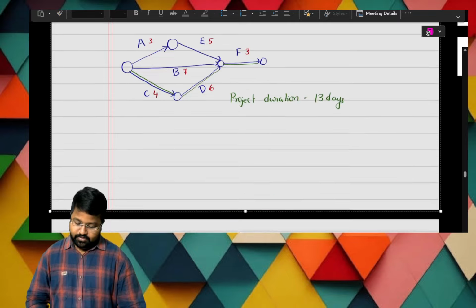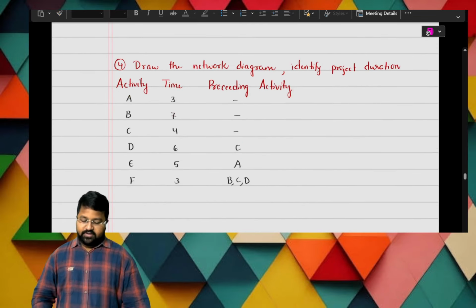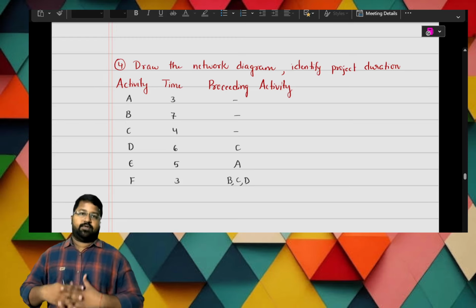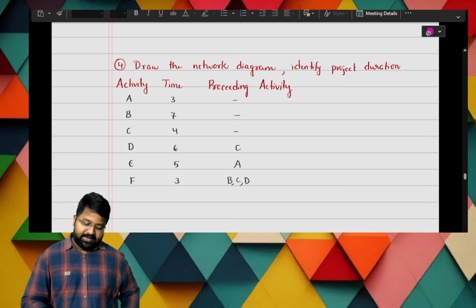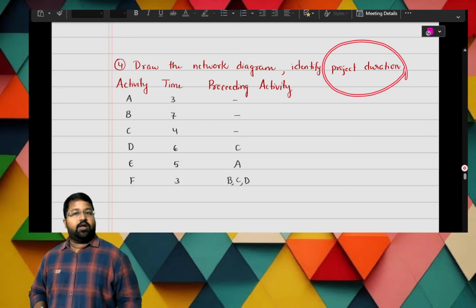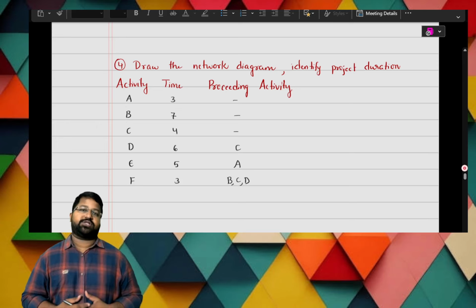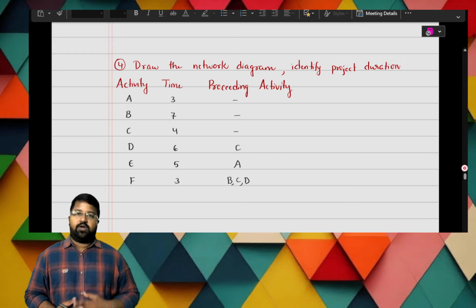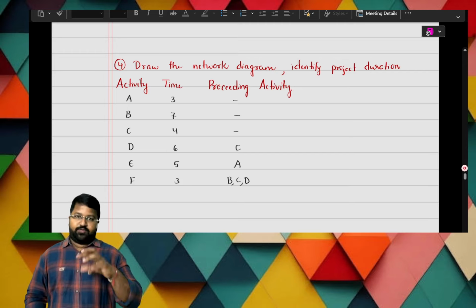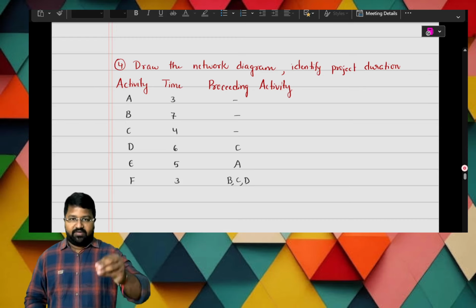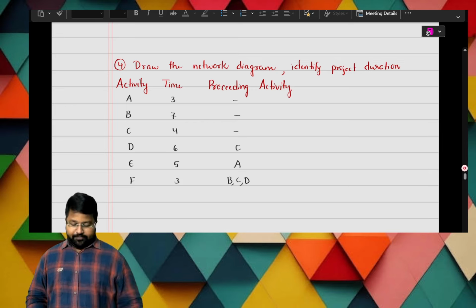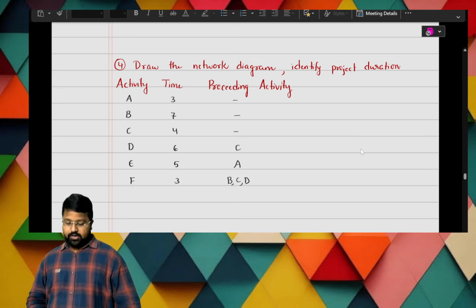Okay. Next. Now draw this diagram. So please practice this one and identify the project duration. Draw the diagram and identify the project duration, and this will be work for you. And after that, you have to identify the critical path. So the project duration will be identified. After that, you have to identify the critical path, and you have to redraw the diagram and mention that. Okay. Take it as homework.